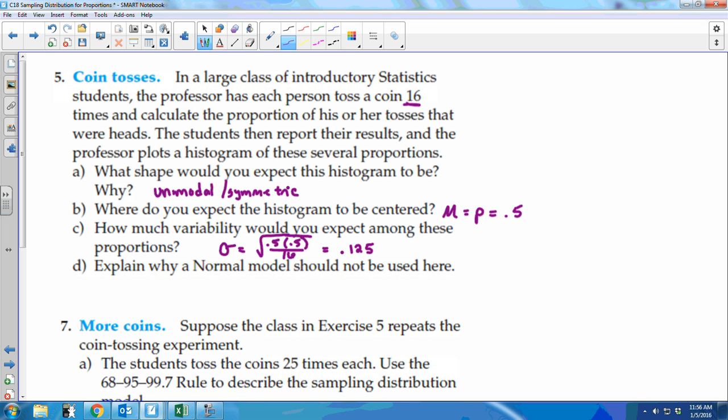On D, explain why a normal model should not be used. Like I said, our book does things backwards. So I'm going to go through this one time and do all the conditions and assumptions, exactly how you should do on your homework. Then I won't go through all this. We'll just talk about the rest of them today.